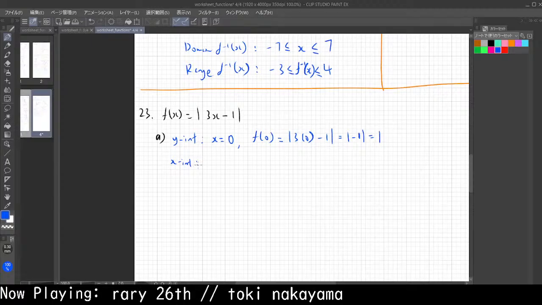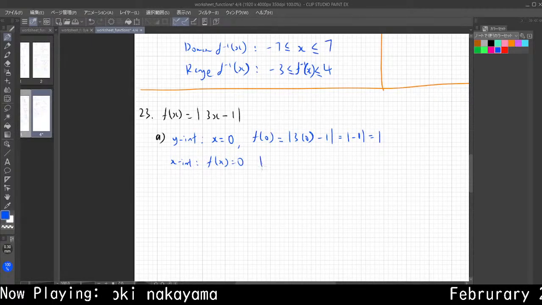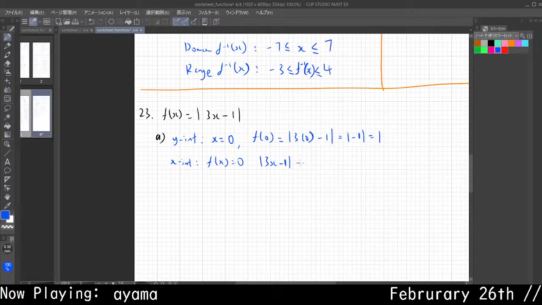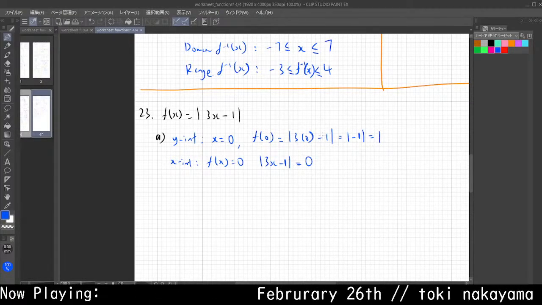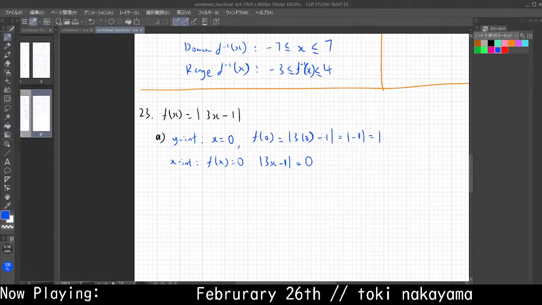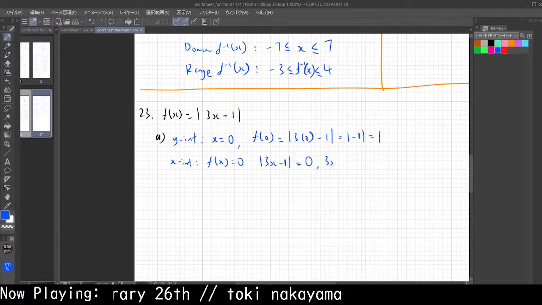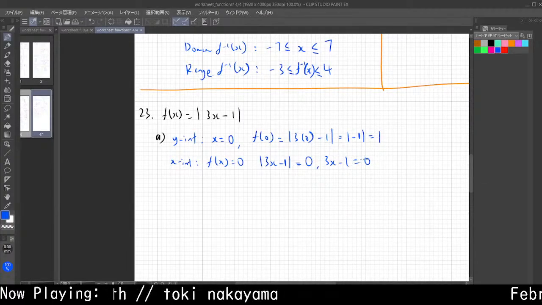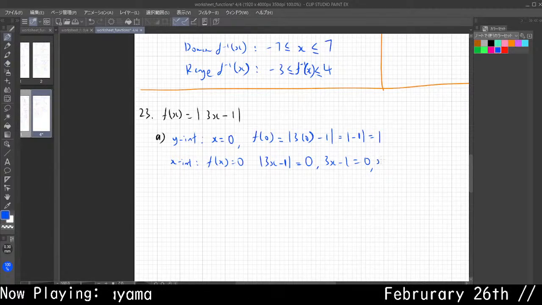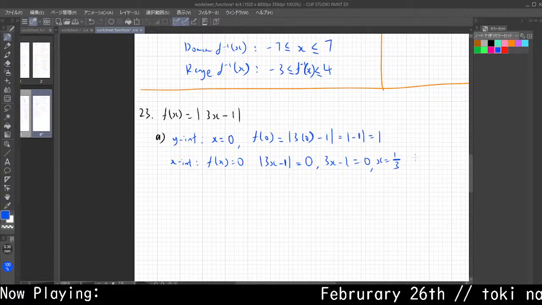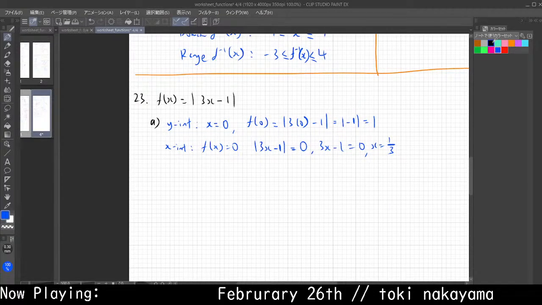The x-intercept is when f(x) is equal to 0. So the absolute value of 3x minus 1 equals 0. If you bring out the absolute value to the opposite side, you get plus minus, but plus 0 and minus 0 have no difference whatsoever. So this just turns into 3x minus 1 equals 0. Then rearrange the terms and you get x equals 1/3. You can do this yourself. Okay, x and y intercepts done.